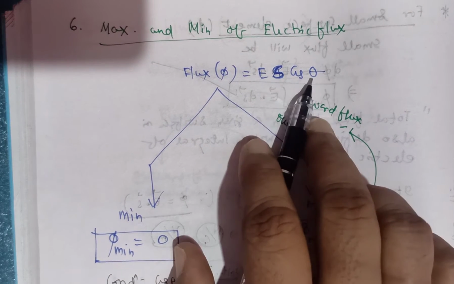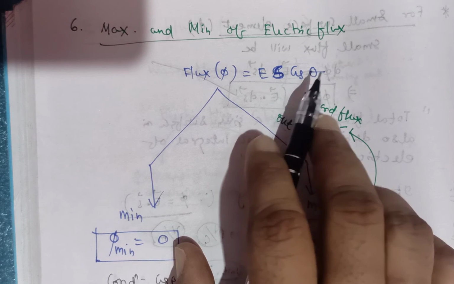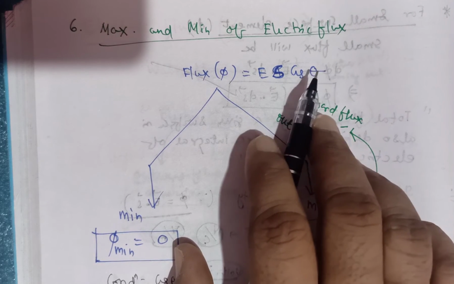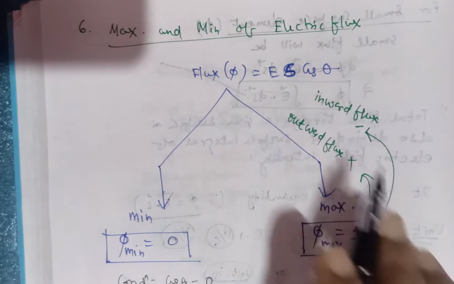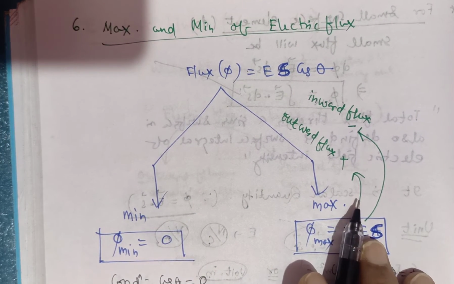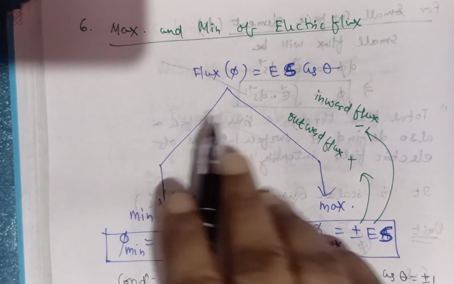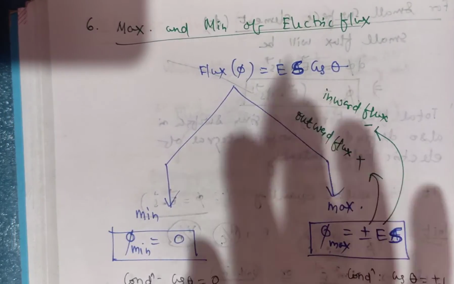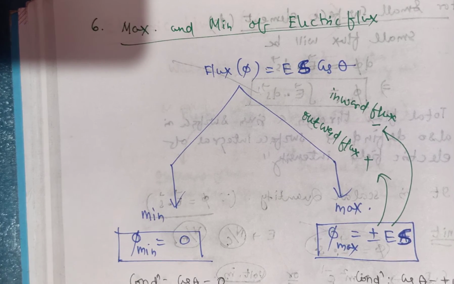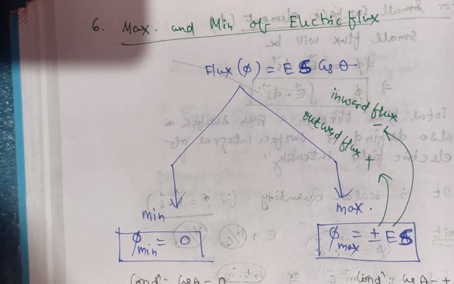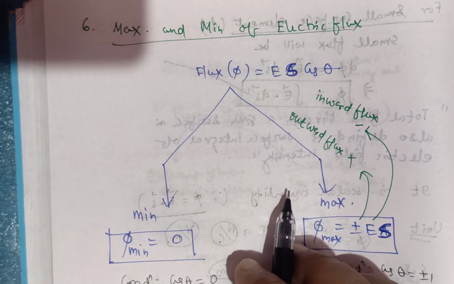Electric flux is Es cos theta. Cos theta value varies from -1 to +1. If it is taken as positive, then it will be outward flux. That means source charge is positive. If the answer is negative, then it is inward flux or negative flux, that is represented by plus or minus. So here plus does not mean more, minus does not mean less. Plus means outward flux, minus means inward flux.